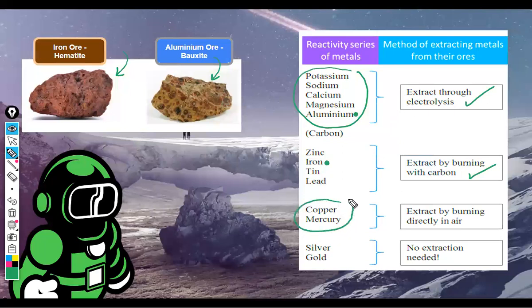Copper and mercury, all you have to do is take the rocks you find in the ground and just burn it in the air. Nothing special. That is enough to separate the copper or the mercury from the rocks. Silver and gold, no extraction needed. Silver and gold are so unreactive that after billions of years in the Earth's crust, they remain as silver and gold. They don't react with anything. So when you find them in the ground, even after like 4 billion years, it's still pure silver and gold.